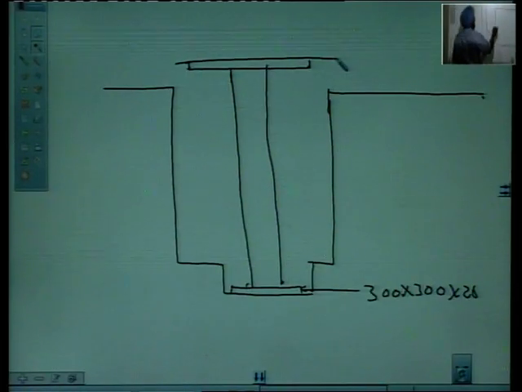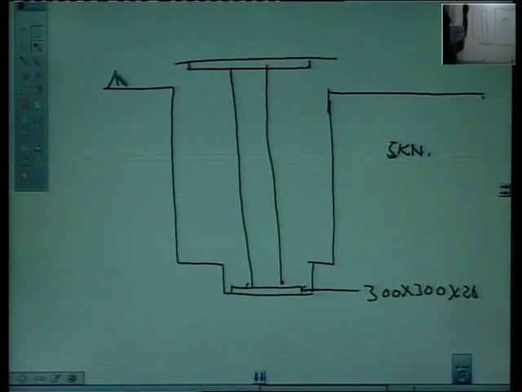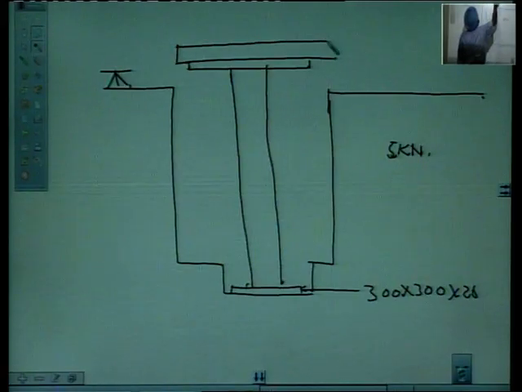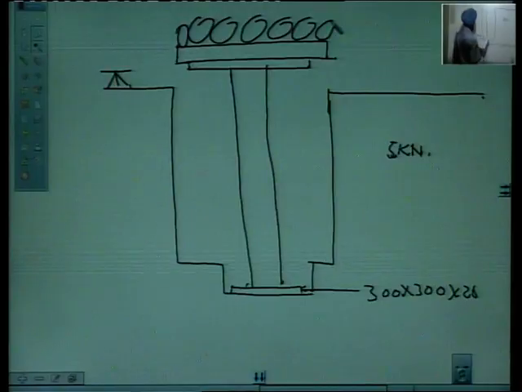We load this with an increment of 5 kilonewton, and we observe the settlement coming in the foundation with the theodolite or level. So, here gunny bags are placed in the form of load. Settlement is recorded.